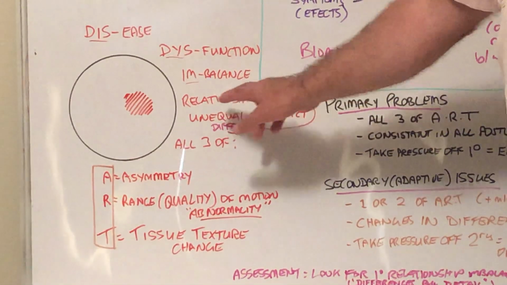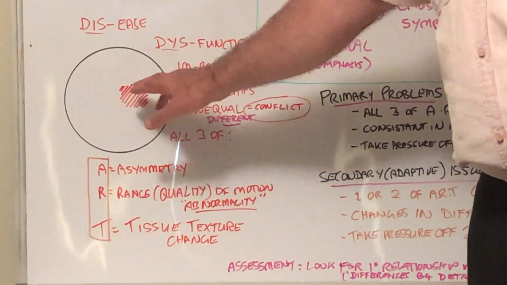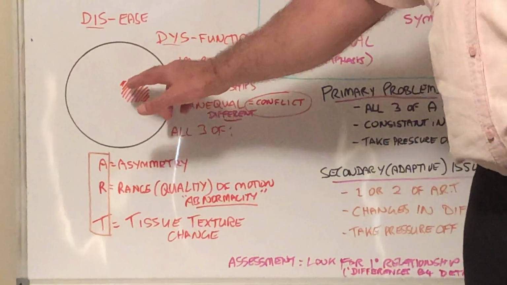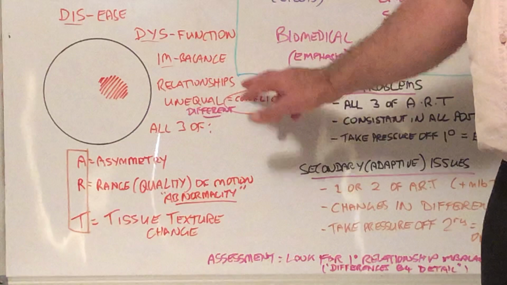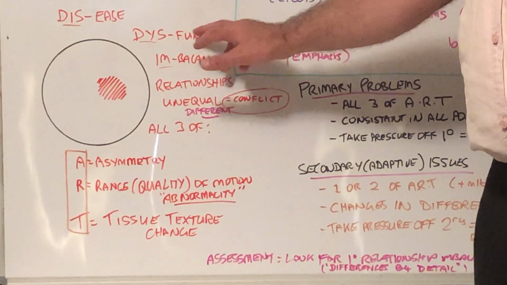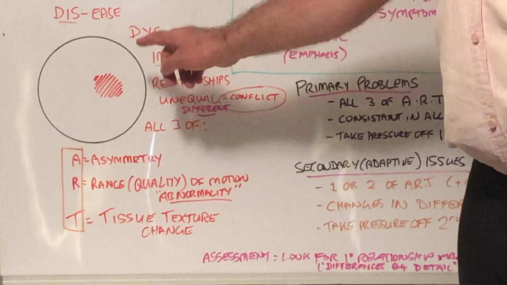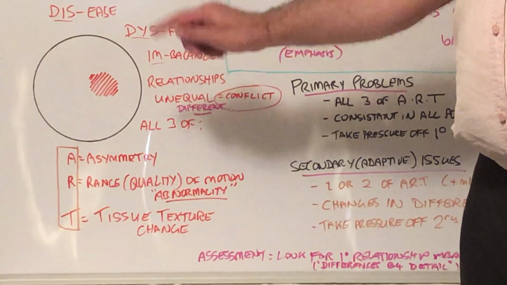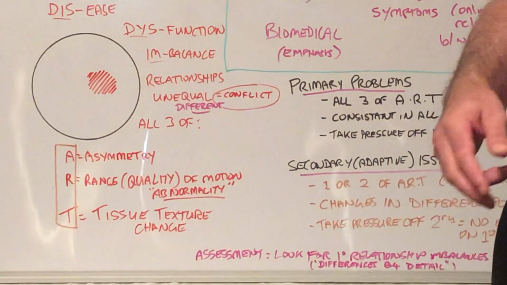If you look at relationships, there's now an unequal relationship. In other words, there's a difference between this area, which is now not functioning correctly, and it's not easy and not relaxed, and the rest of the tissues. So there's conflict. Conflict creates imbalance, imbalance dysfunction, dysfunction leads eventually to disease. And how you recognize these areas of dysfunction in the body, these areas of relationship imbalance, is you look for what's called A.R.T.